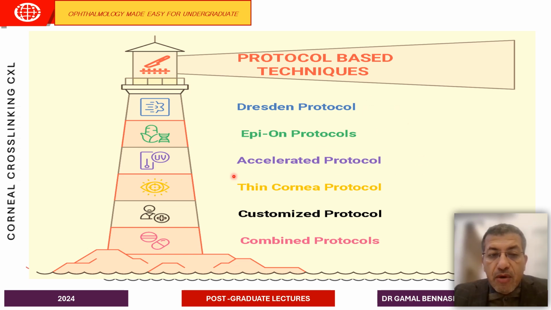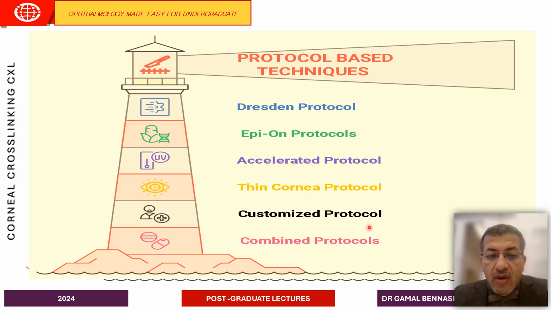Also, there are special protocols for thin corneas, because in standard cases there is no problem, but doctors face the limitation of the 400 micrometer thickness of the cornea. As you know, in keratoconus, you might face a case with progressive keratoconus but a very thin cornea. So there are some special protocols for thin corneas. We will discuss them later. Also, the customized protocols.